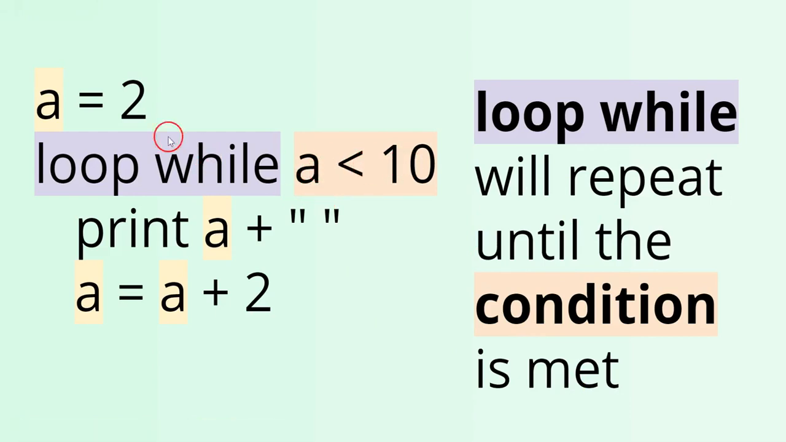a is less than 10? Well, we know a is 2, so a is less than 10 right now. So we are going to have to do our while loop here. Notice everywhere a is in the program.